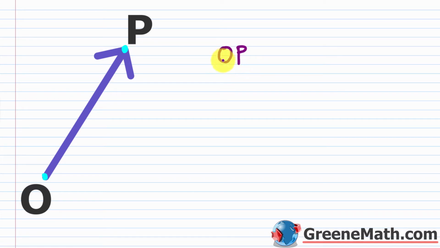So the order here when you're using two letters is going to matter. And then I want to put a little arrow on top. So this is the typical way that you will see this notated. Now, you could also use a lowercase letter, something like, let's say v, and do the same thing. But this one is going to give you the information about, hey, O is the initial point and P is the terminal point. This guy just tells you have a vector.